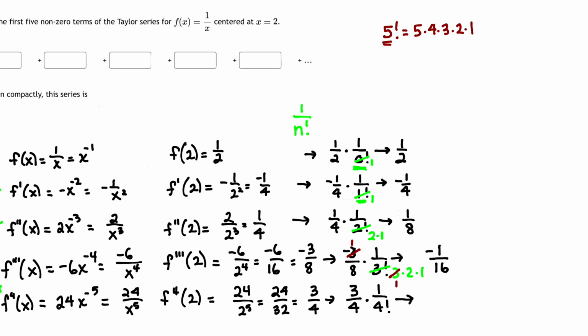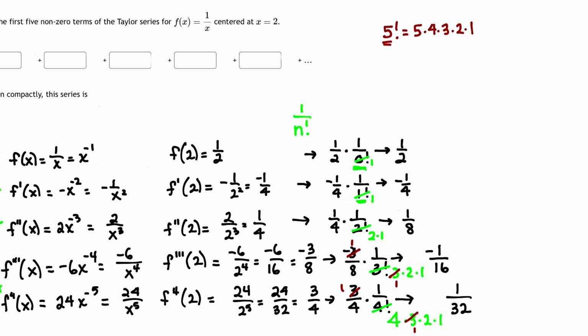And let's expand out that bottom. 4 factorial is 4 times 3 times 2 times 1. Again, I'm going to cancel out that 3 from the 3/4. And that's going to tell me that 3/4 times 1 over 4 factorial is just 1 over 4 times 4, which is 16 times 2, which is 32. Wow, do you see a pattern developing? Do you see a little bit of a pattern developing? Well, all right, we'll see.